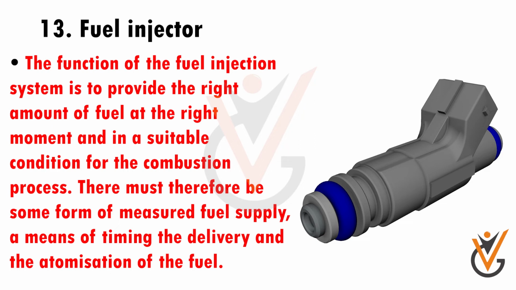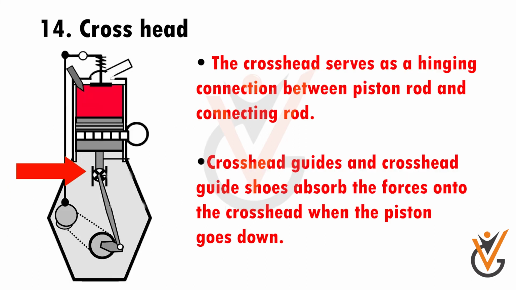Fuel injector. The function of the fuel injection system is to provide the right amount of fuel at the right moment, and in a suitable condition for the combustion process. There must therefore be some form of measured fuel supply, a means of timing the delivery and the atomization of the fuel. Crosshead. Crosshead serves as a hinging connection between piston rod and connecting rod. Crosshead guides and crosshead guide shoes absorb the forces onto the crosshead when the piston goes down.